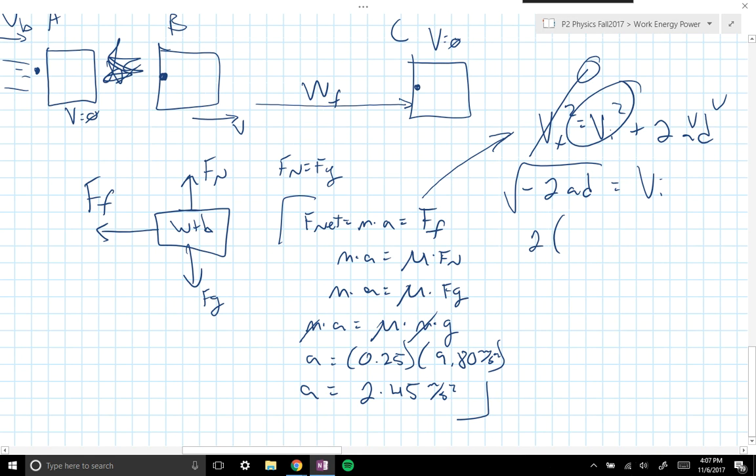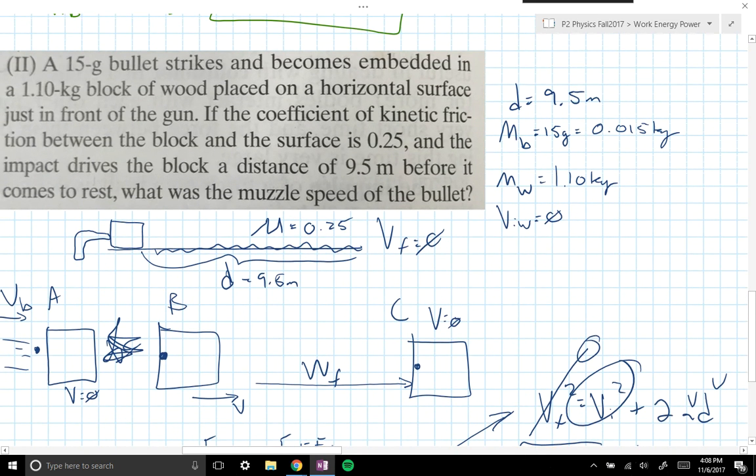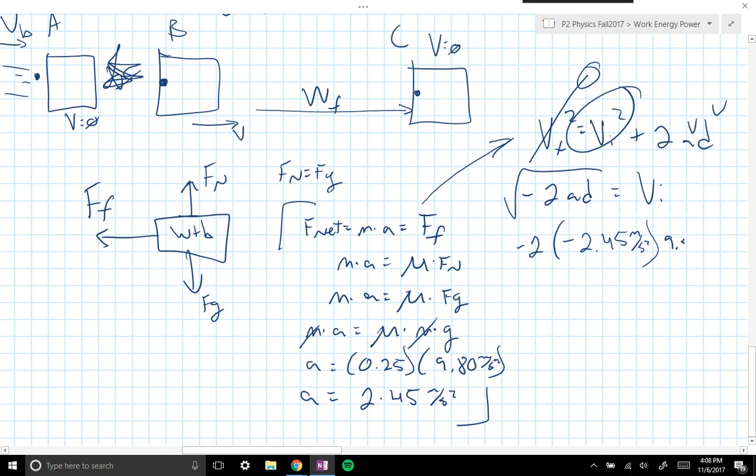This is a one-dimensional problem. Your signs are real important here. My displacement is going to the right, but my acceleration is to the left, right? I start with strong positive to the right velocity, but it becomes less and less positive, less and less right, so it's becoming more left. So the sign for my acceleration here should be a negative 2.45 meters per second squared. Displacement is forward, positive value 9.5 meters. Square root the whole thing. That should be my initial velocity after collision.